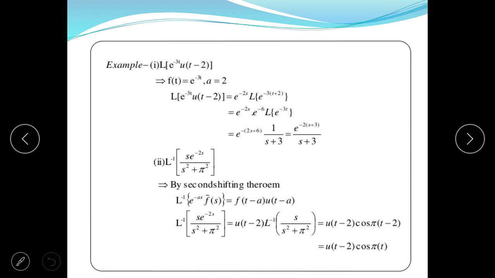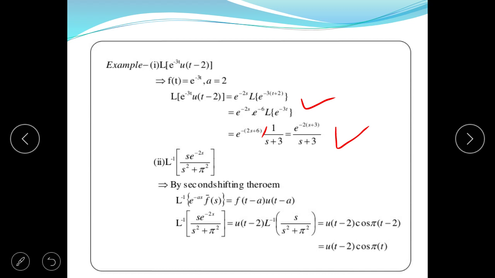Laplace of e to the power minus 3(t plus 2). So e to the power minus 2s is independent of time, and e to the power minus 6 is a constant. So Laplace of e to the power minus 3t, and Laplace of e to the power minus at is equal to 1 upon s plus a. So Laplace of e to the power minus 3t u(t minus 2) is equal to e to the power minus 2s divided by s plus 3.